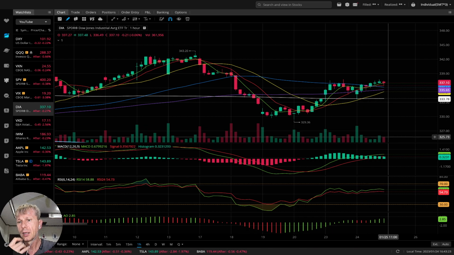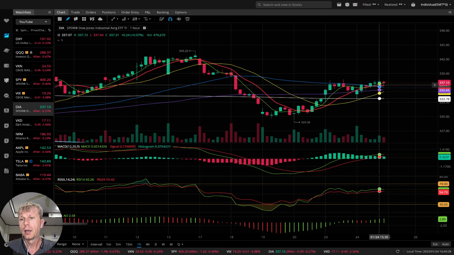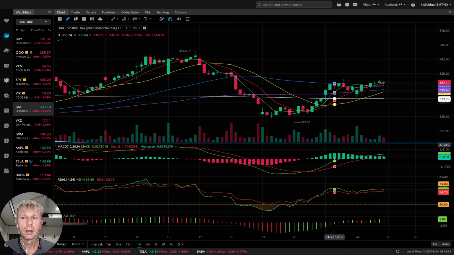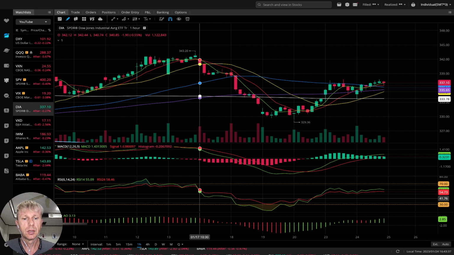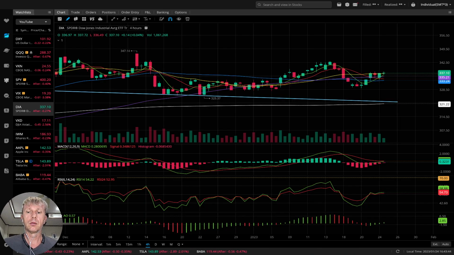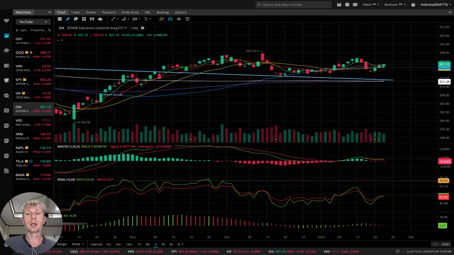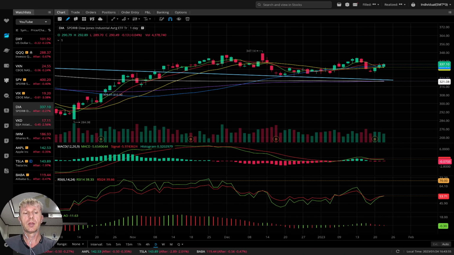Some volume decreasing divergence on the bars. Bars uptrend, volume downtrend. It's kind of divergences, but still on 1 hour it's bullish. On 4 hours wants to go bullish, and daily it's kind of bearish, but it's kind of flat trend for Dow Jones.